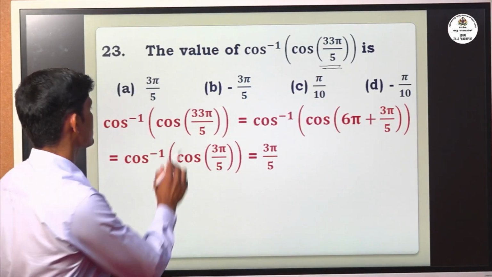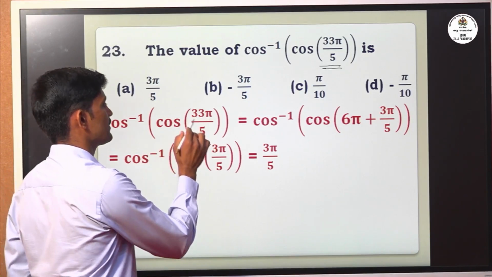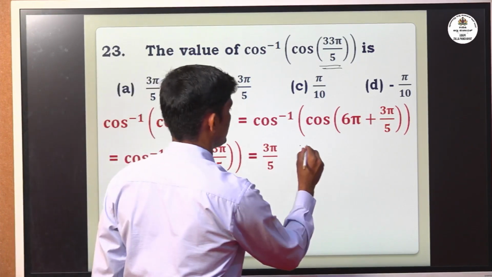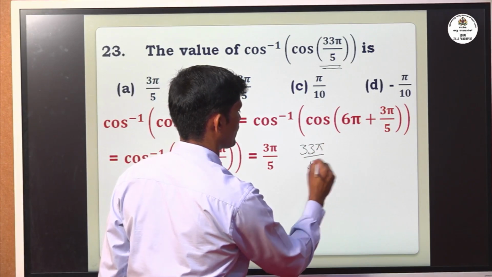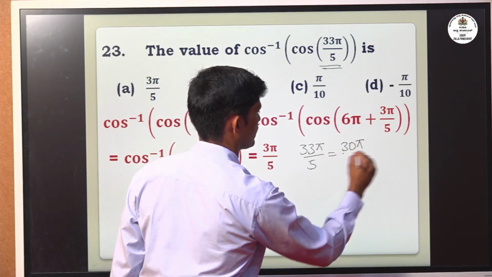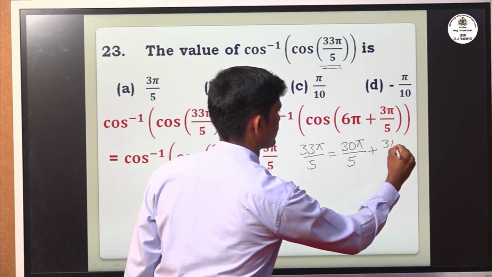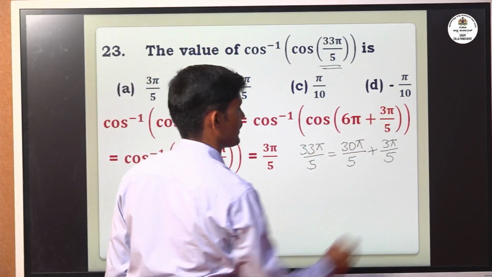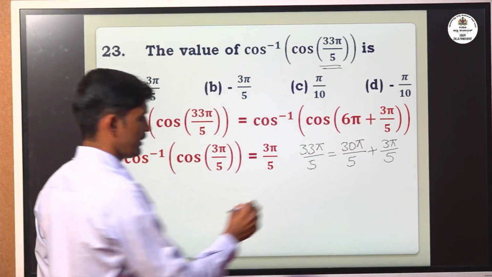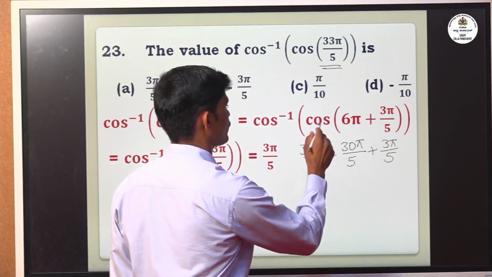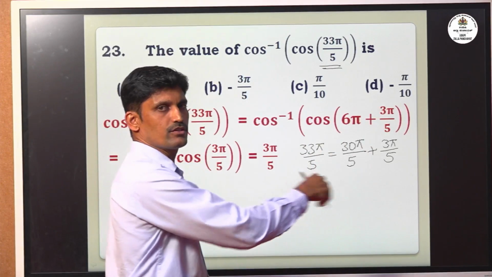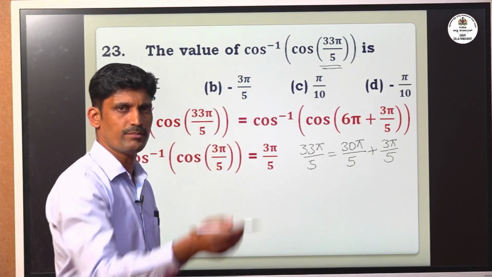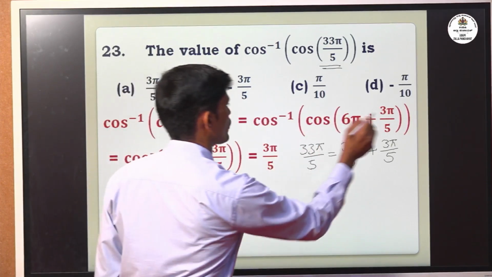So you can write this cos inverse of cos of 33 pi by 5 as 30 pi by 5 plus 3 pi by 5. Then 30 pi by 5 is 6 pi, plus 3 pi by 5. 6 pi is nothing but 2n pi, therefore cos inverse of cos of 2n pi plus theta is equal to cos theta only. In fact any trigonometric function gives the same trigonometric function: cos of 3 pi by 5.